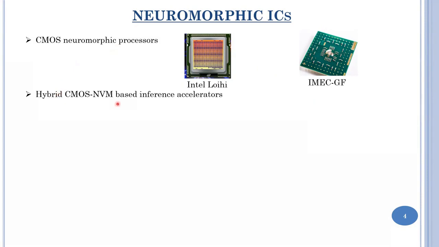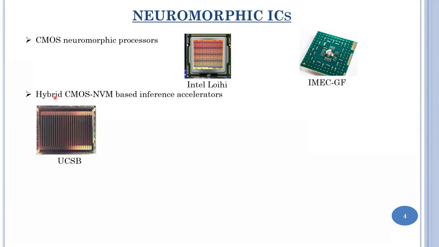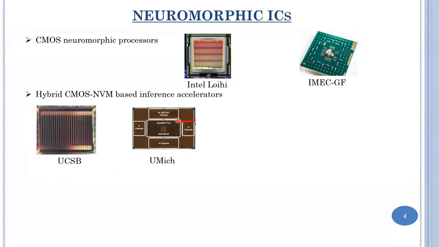with your CMOS. They may be integrated in 3D integration fashion, or you may have them lying on top of each other or close to each other. So there are several flavors even in that variety. So let us look at them. So one of them could be 1T1R based inference accelerator, which was fabricated at UCSB and which I was a part of. Then another one could be this 1T1R kind of architecture with digital core. And that is what was fabricated in the University of Michigan.